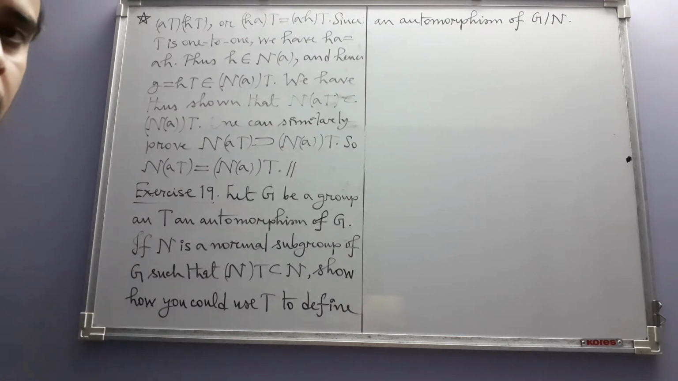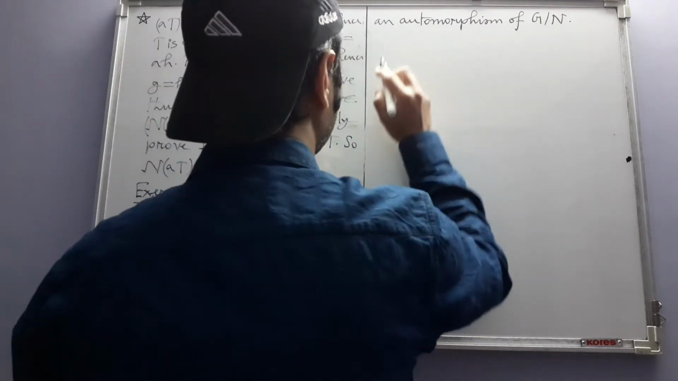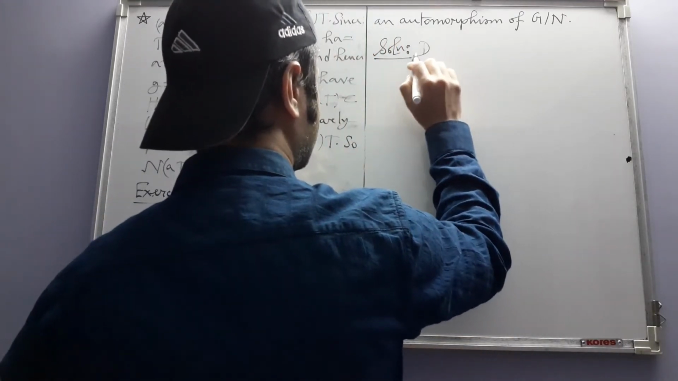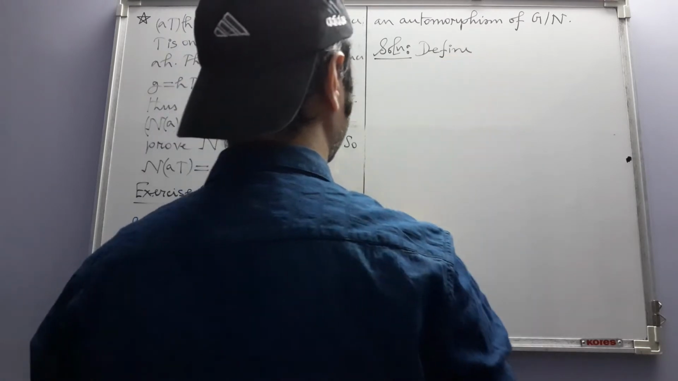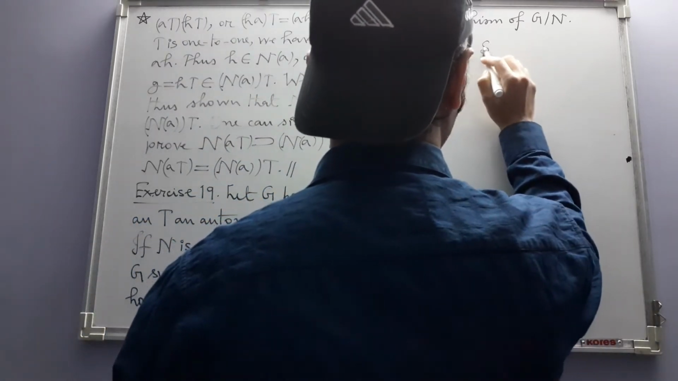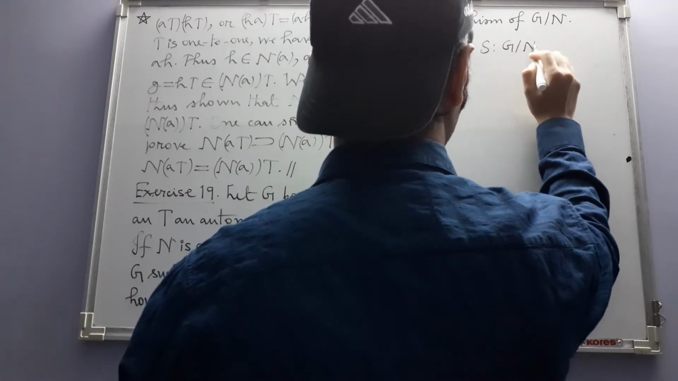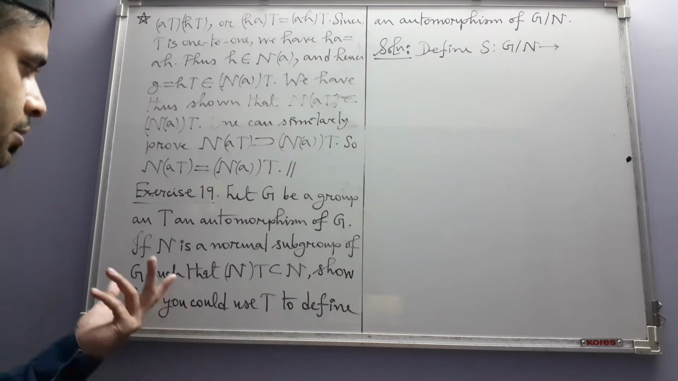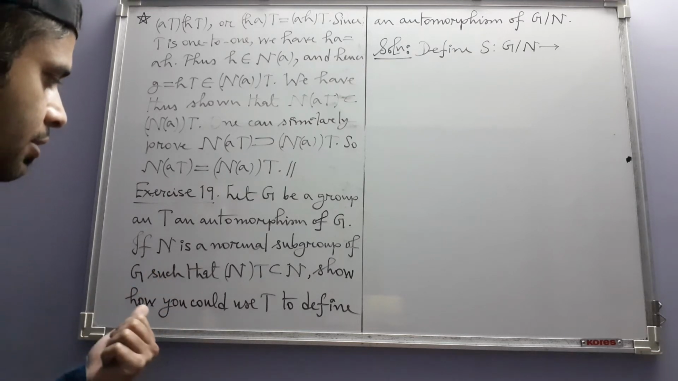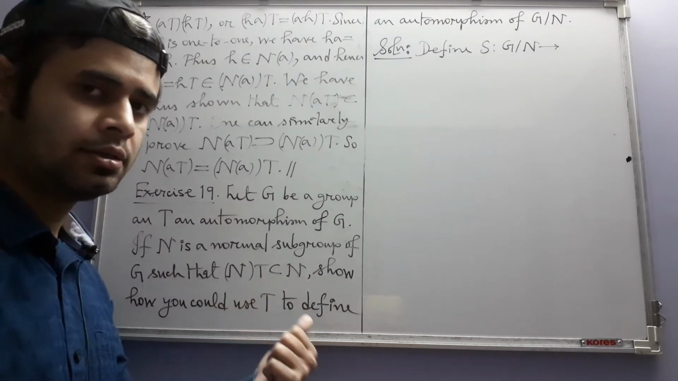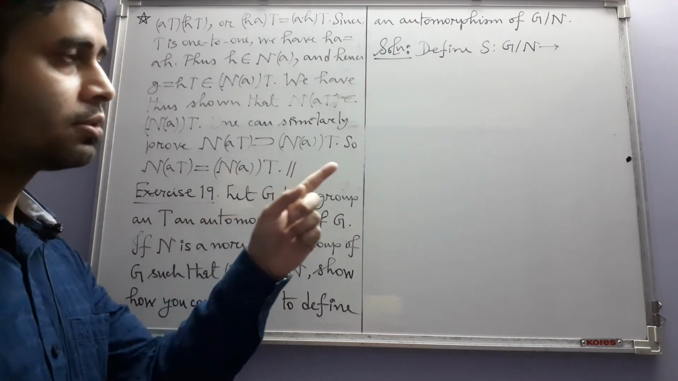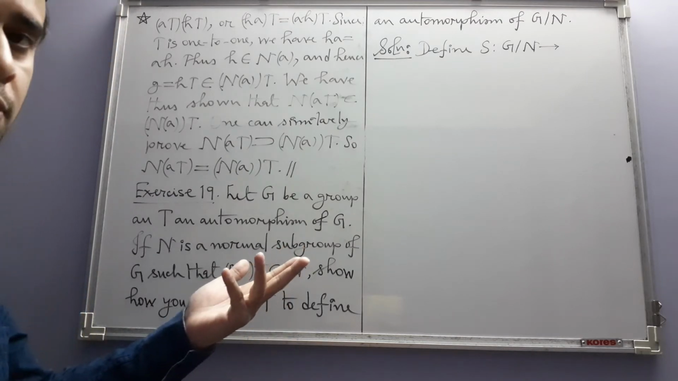Let's start the solution and then we will see what goes wrong in the middle somewhere. We are straight away going to define the function that we feel should be an automorphism. Define S from G by N to, but before that let's see what we are given. The hypothesis is this: G is a group, T is an automorphism of G, and N is a normal subgroup of G that is invariant under T. We should use this information to somehow define an automorphism of the quotient group G by N. Because N is normal, the quotient makes sense.